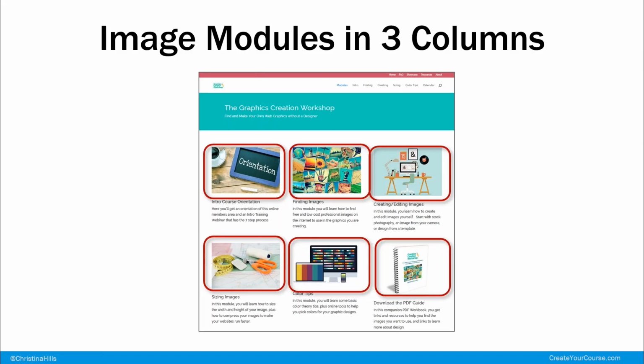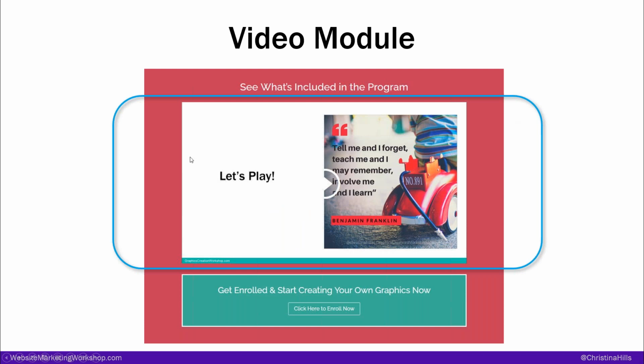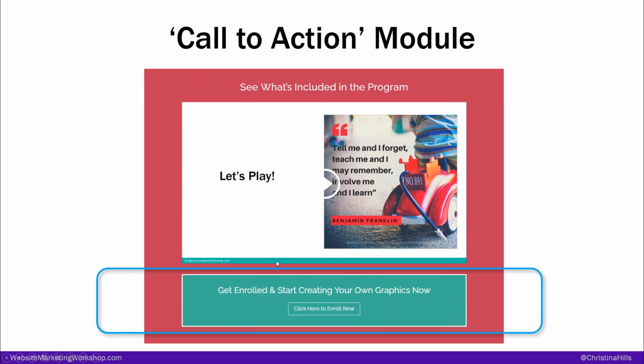So this is a screenshot of the graphics creation workshop, and I have three columns and I've stuck images. So there's images and then text underneath, images and then text underneath. So image module and three columns. This is a screenshot of a different page that has a video module in here, and then down underneath it is a call to action. So you watch the video and then you click to get enrolled. That's called a call to action.